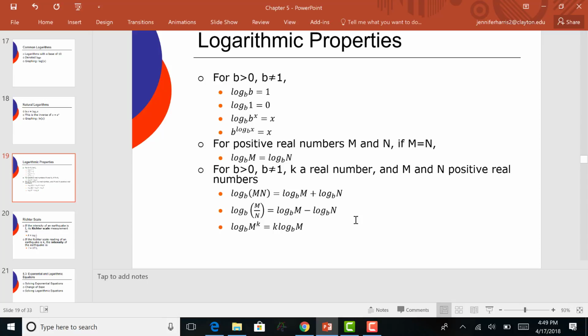Now this works backwards and forwards. If I give you addition, what can you turn it back into? If I give you subtraction, what can you turn it back into? And if I give you a number that got pulled out front, you can put it back as an exponent. So it can go both ways.